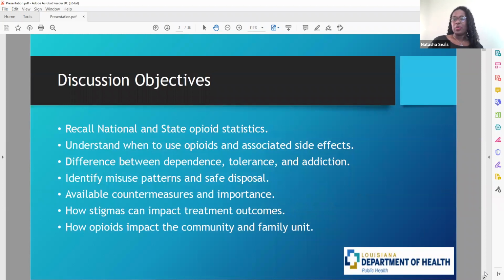So our objectives for tonight: we're going to recall national and state opioid stats, understand when to use opioids and the associated side effects, the difference between dependence, tolerance, and addiction, identify misuse patterns and safe disposal options, available countermeasures and the importance of using them. We're going to talk about how stigmas can impact treatment outcomes. And last but not least, how opioids impact the community and the family unit.